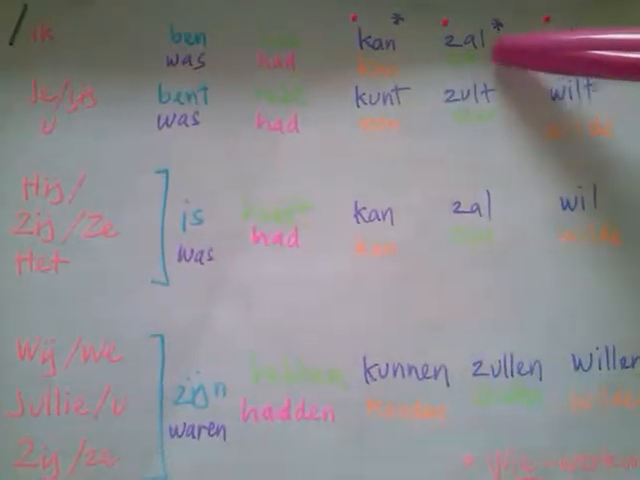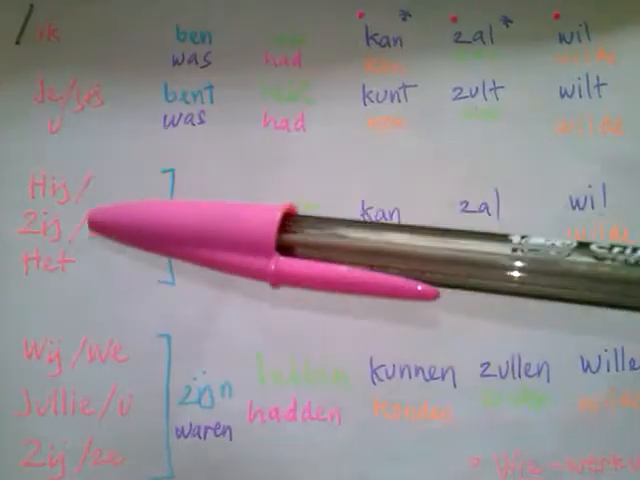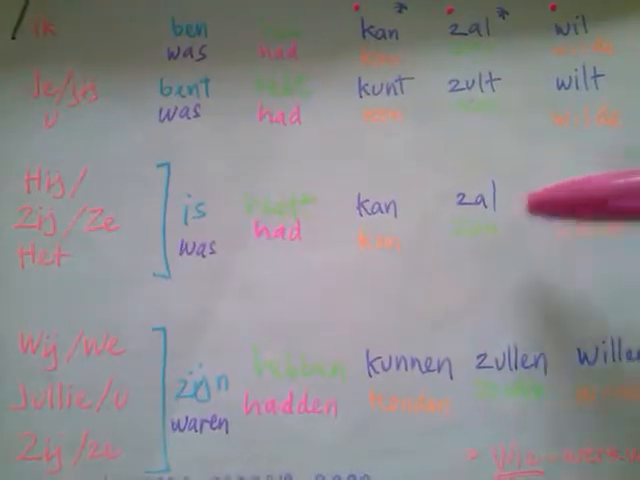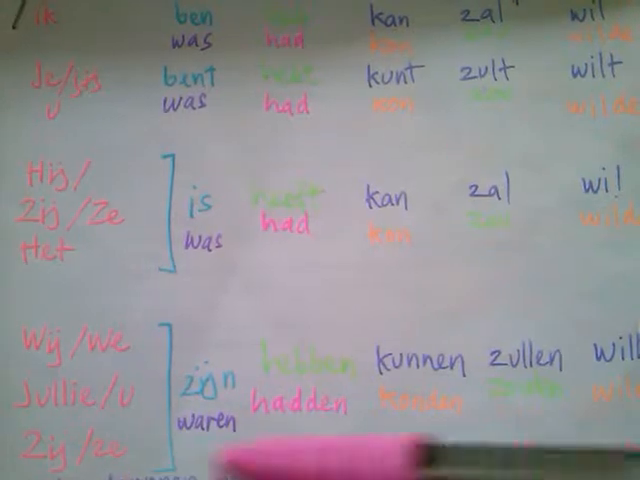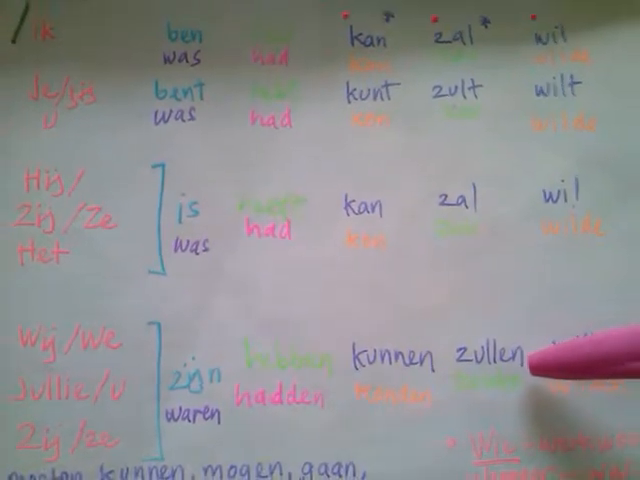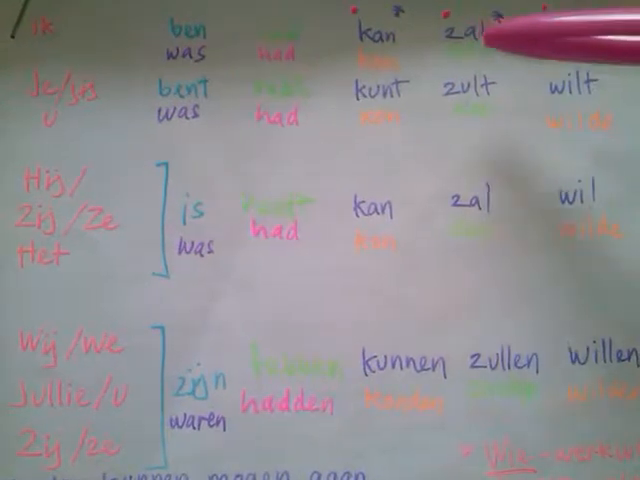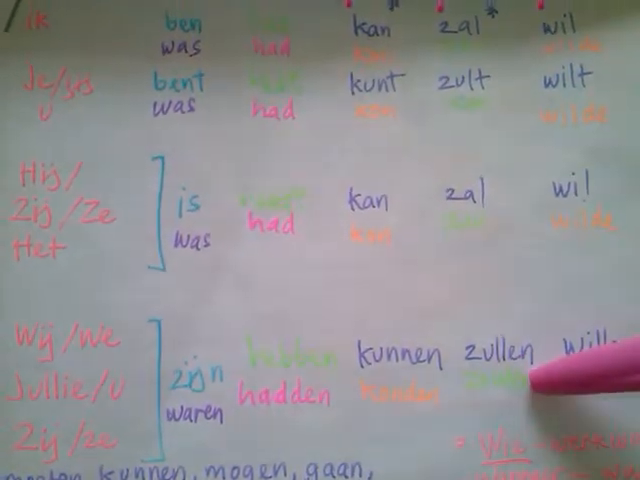Ik zal. Jij zult, hij, zij, ze, het, zal. Wij, we, jullie, u, zij, ze, zullen. For the past, zouden.